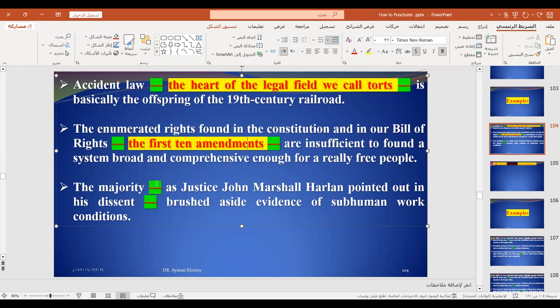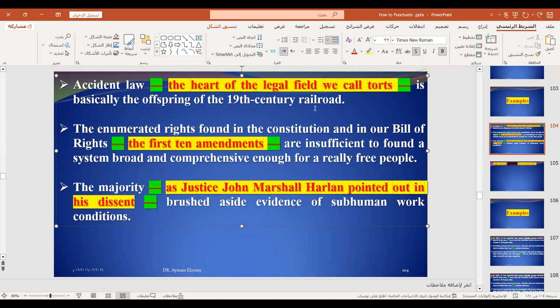Third example: the majority. Justice John Marshall pointed out in his thesis, brushed aside evidence of subhuman work conditions. Here, if we want to make a highlight for such a phrase, I had to put it between a pair of em dashes.